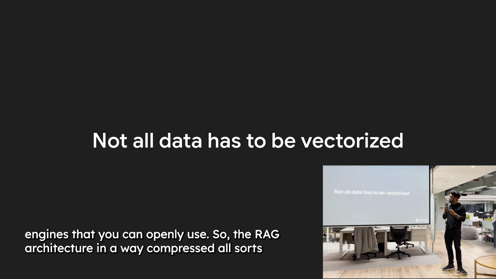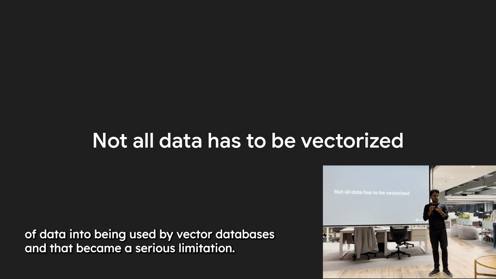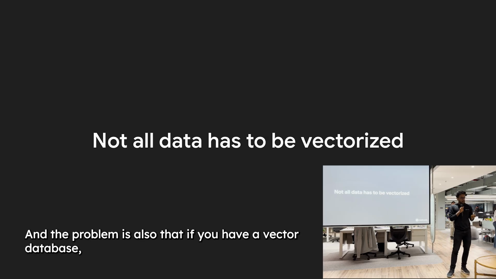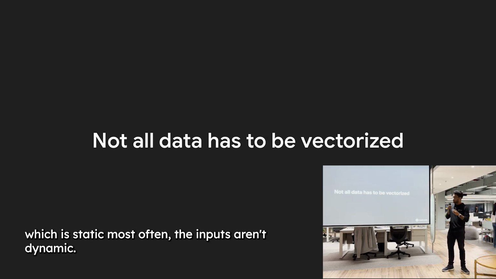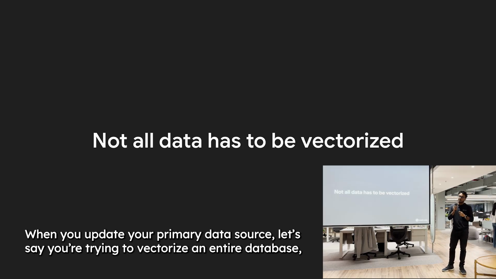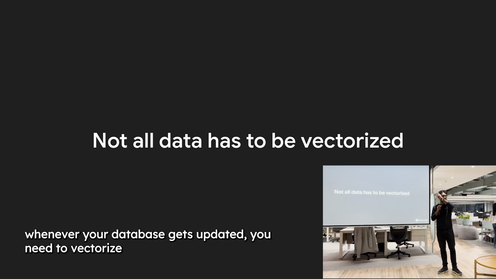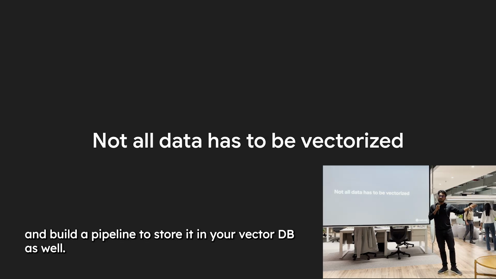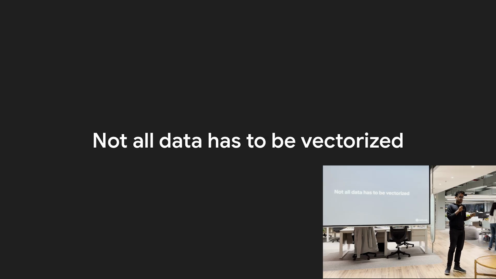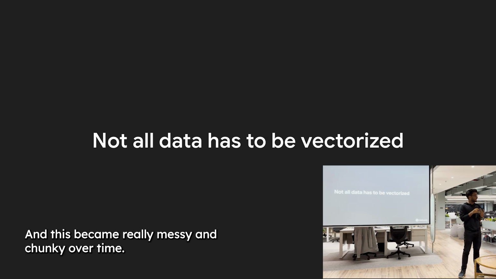So the RAG architecture in a way compressed all sorts of data into being used by vector databases, and that became a serious limitation. And the problem is also that if you have a vector database which is static, most often the inputs aren't dynamic. When you update your primary data source, let's say you're trying to vectorize an entire database, whenever your database gets updated, you need to vectorize and build a pipeline to store it in your vector DB as well. And this became really messy and chunky over time.